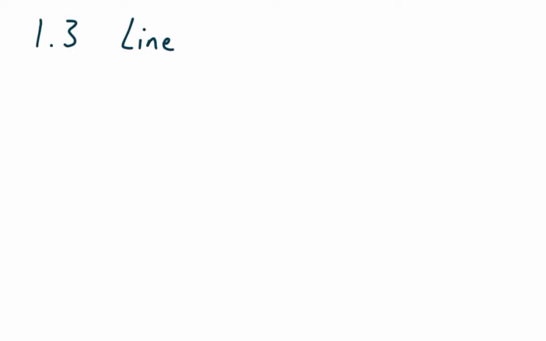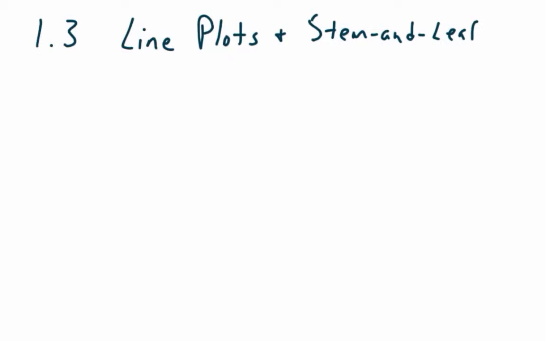So chapter 1, section 3 is line plots. The other half is stem and leaf. For a lot of you, this is going to be review. So stem and leaf diagrams. So line plots and stem and leaf diagrams.